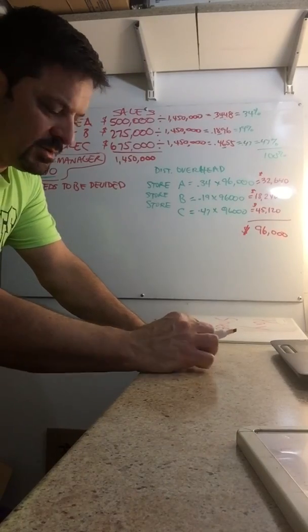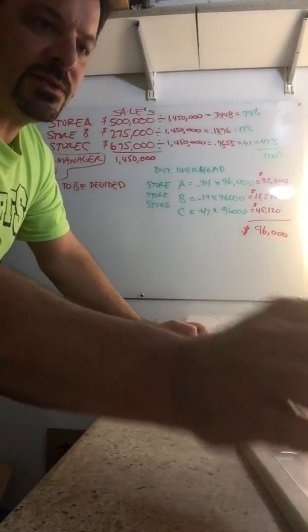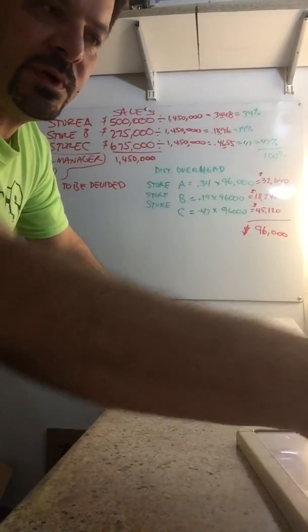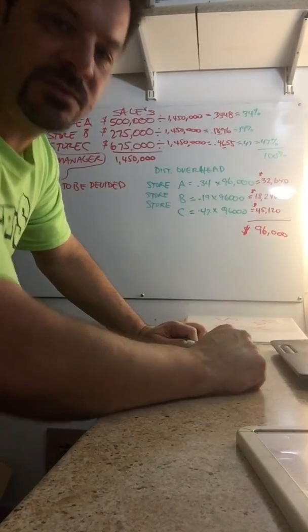This is called distribution of overhead. It's on page 383 or 384 of the text.